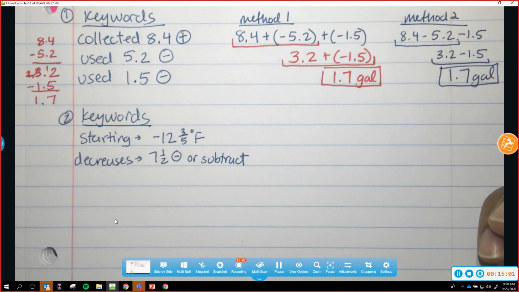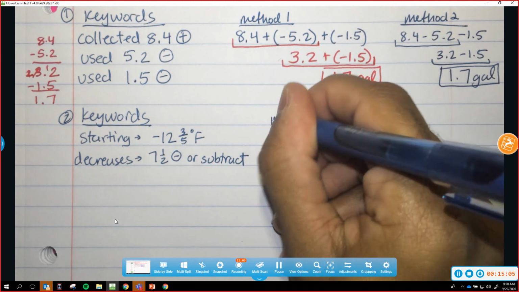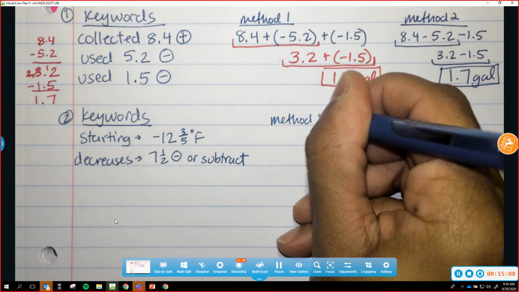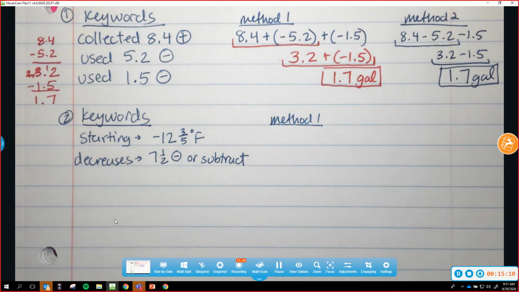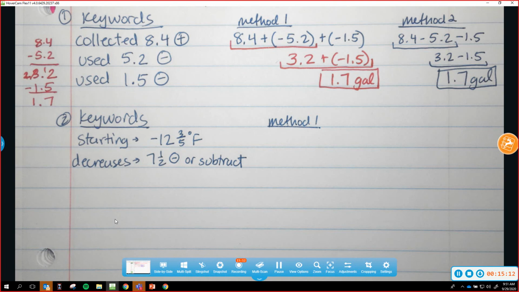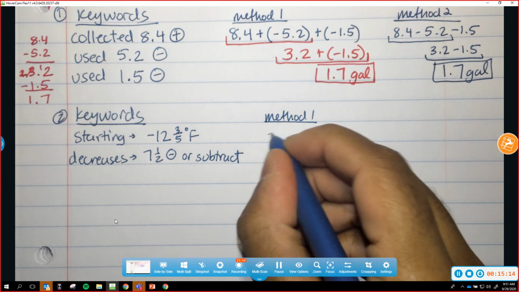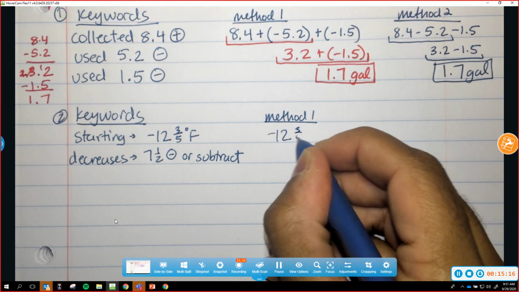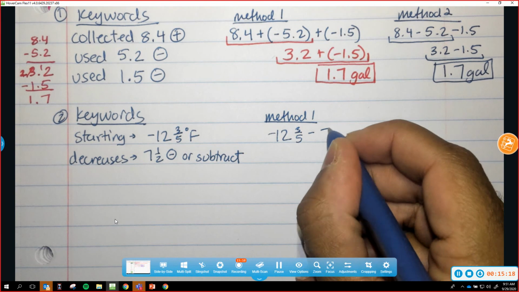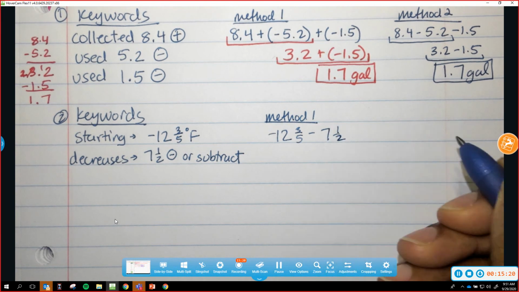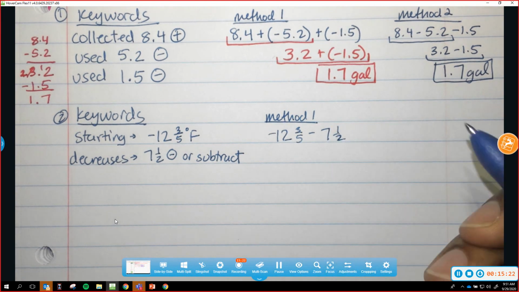Right? And I can do either way because either way is correct. I'm going to do it the first way you told me, Myra. So I'm going to go with method 1, and I'm going to do it the way Myra said. And that's a correct way. There's other ways you could do it, but that's a correct way to do it also. She said she's going to take negative 12 and 3/5 and subtract 7.5. And that's okay, right? I can totally do it that way, no problem.